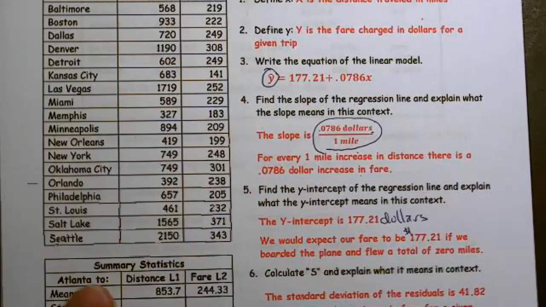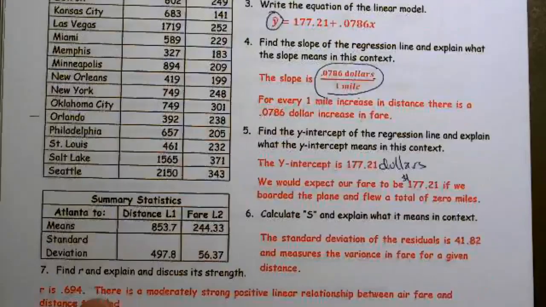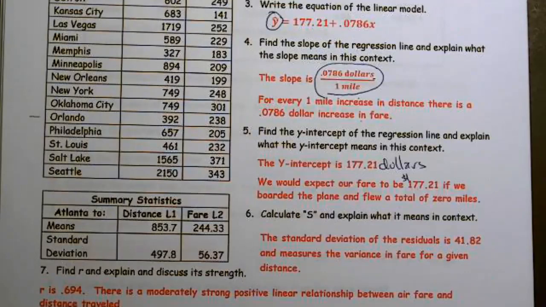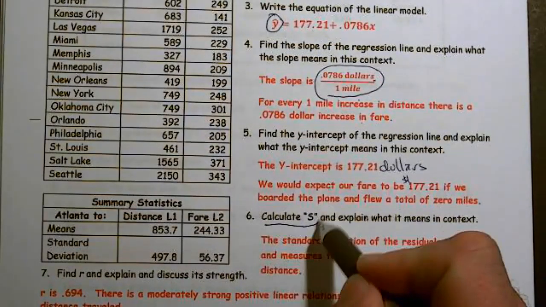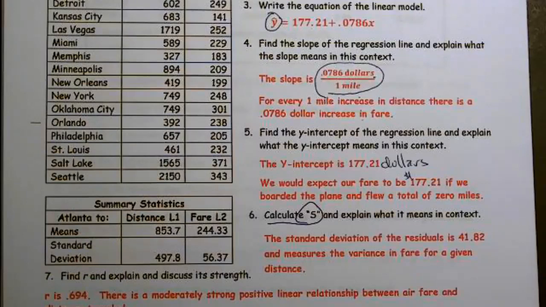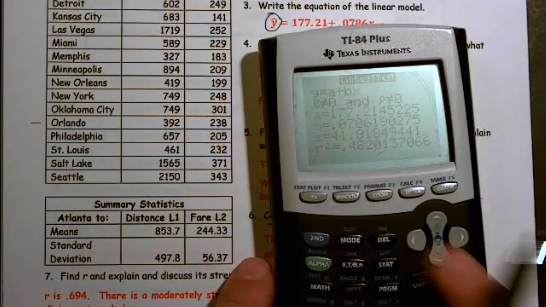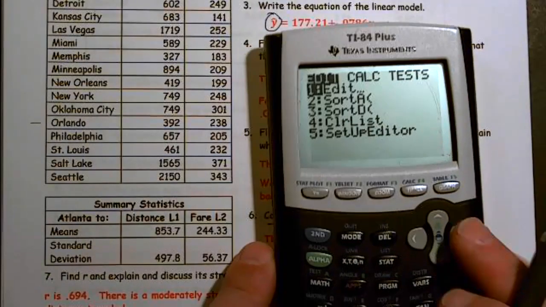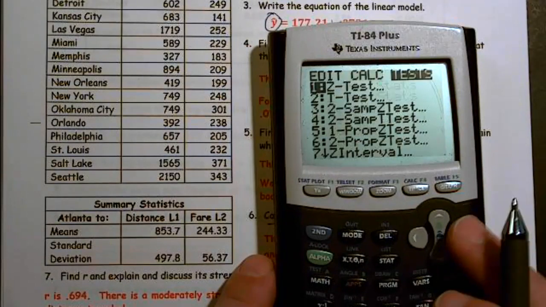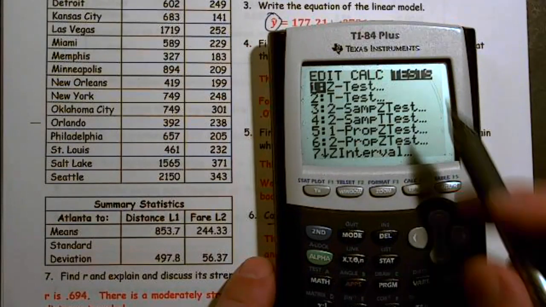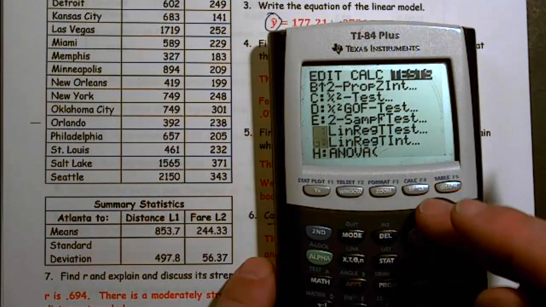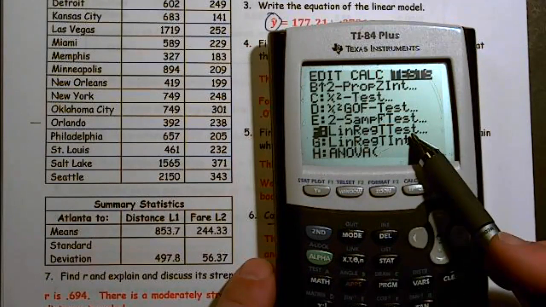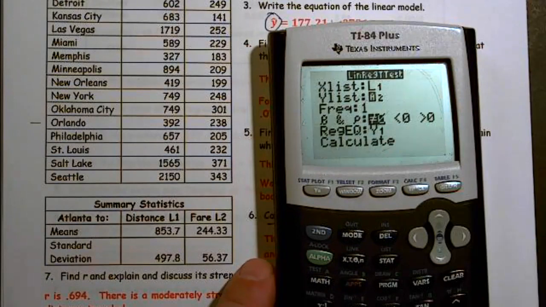Okay, we're going to move on to calculating S. I'm just going to let you know that I've never seen them have you do this, but let's just say they ask you to do it. So here's what you're going to do. You're going to go to stat, arrow over to the word test. We're in test now, and we're going to scroll down till we get to linear regression t-test, which is F. So linear regression t-test.